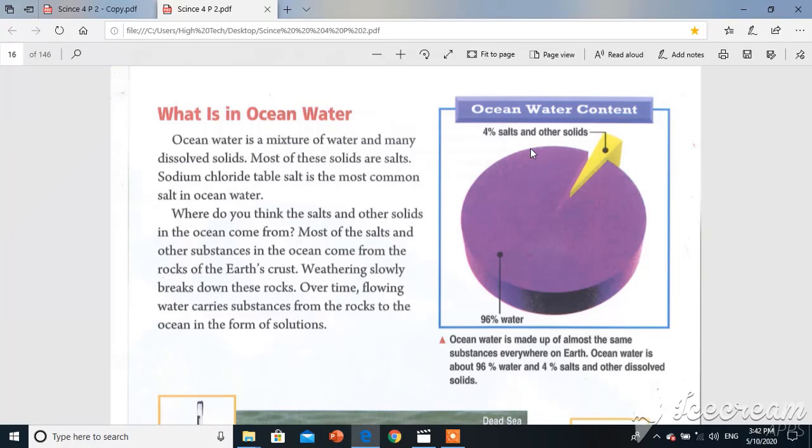Where do you think the salts and other solids in the ocean come from? Or why is ocean water salty? Most of the salts and other substances in the ocean come from the rocks of the earth's crust. Weathering slowly breaks down these rocks over time. Flowing water carries substances from the rock to the ocean in the form of solutions that make the ocean water more salty.